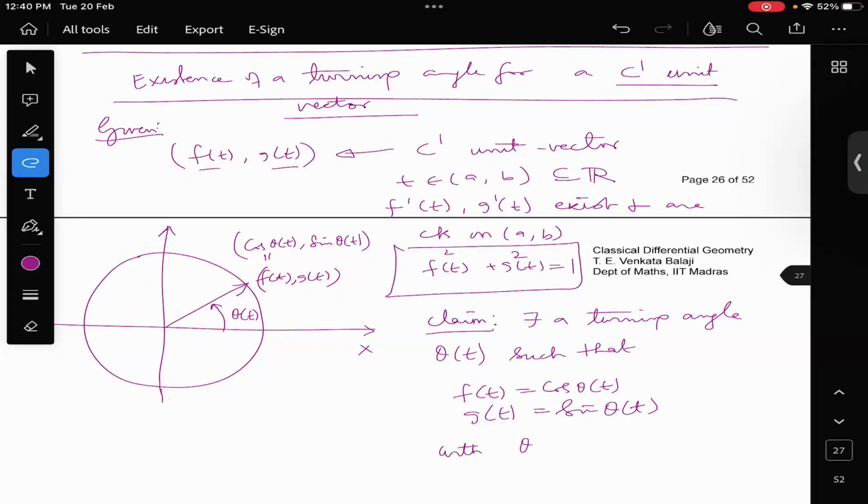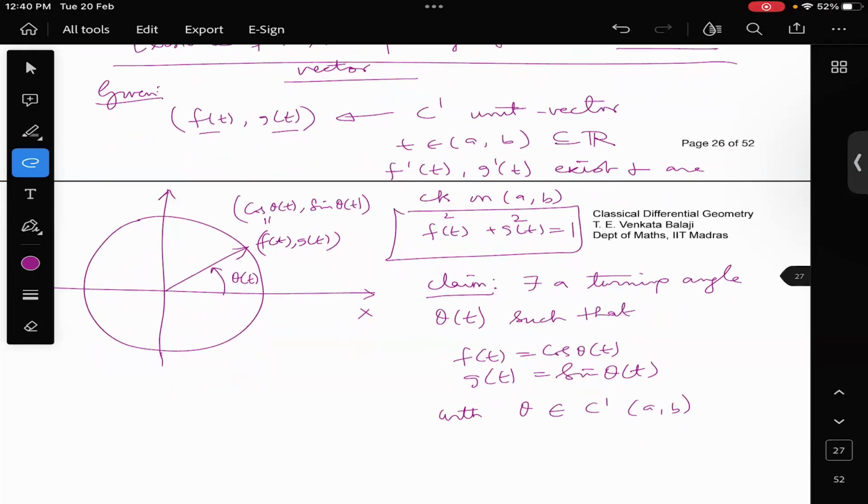But here's the big deal. The big deal is this theta t as a function of t is C1, with theta belonging to C1 of AB. That is, d theta by dt is continuous on AB. So, not only is theta continuous, it is differentiable with respect to t, and the derivative d theta by dt is also continuous. So that's too much, okay. That is the hard part.